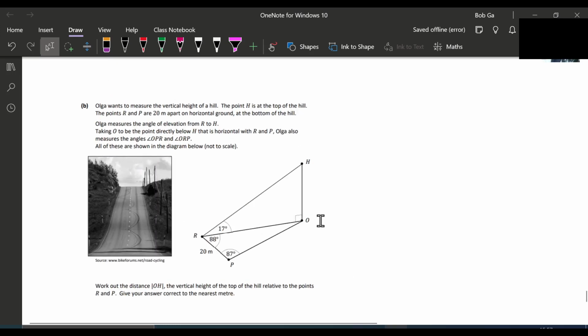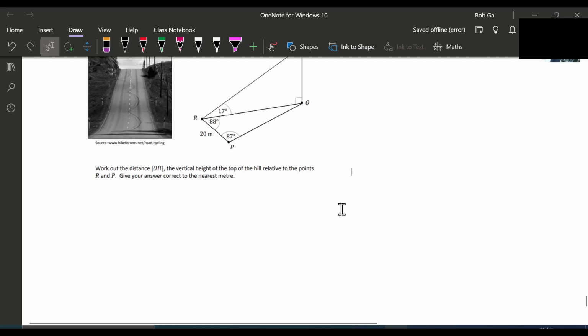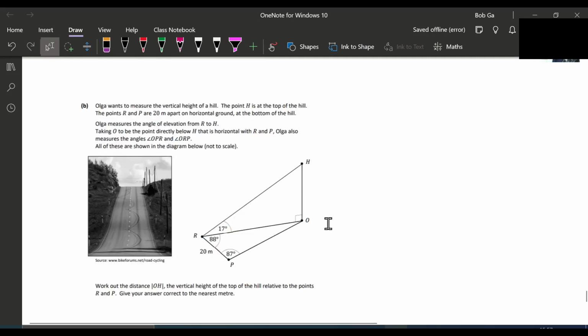Okay, so here, according to the description, we can deduce we have two triangles here. We have R, O, and P, or RP, and R, O, and H, or R, H, O, something like that.